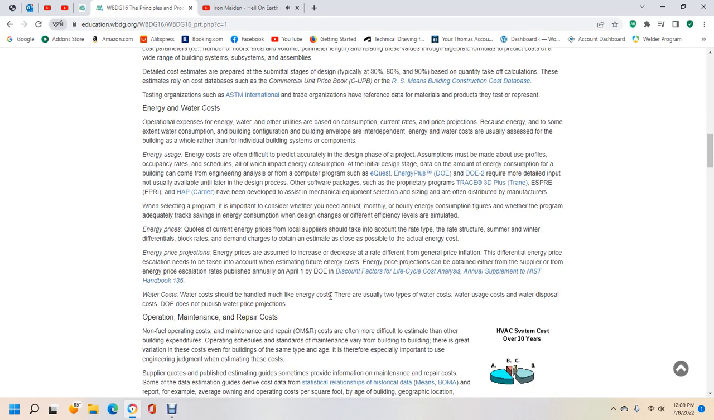Energy prices. Quotes and current energy prices from local suppliers should be taken into account, along with the type of rate structure, summer and winter differentials, block rates, and demand charges, to obtain an estimate that is as close as possible to the actual energy cost.